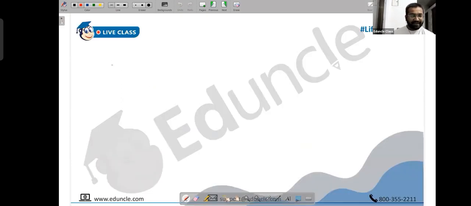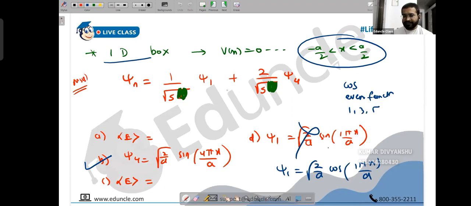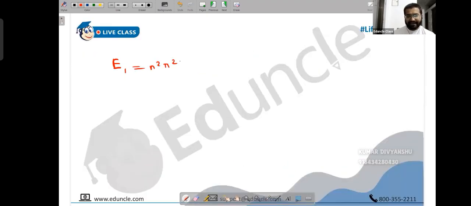Proceeding ahead. So this is done. What about energy? Energy doesn't change. Even though the wave function changes, I've already told you, energy will remain the same. So the energy of the first state, that's n square pi square h square upon 2m a square. So that will remain 1 pi square h square upon 2m a square. Okay.